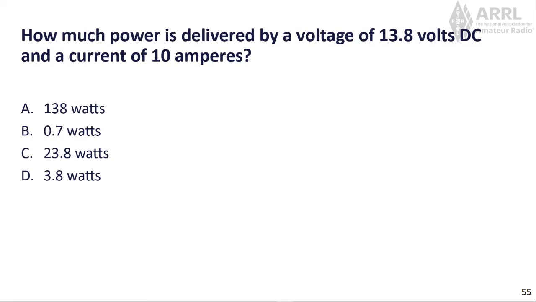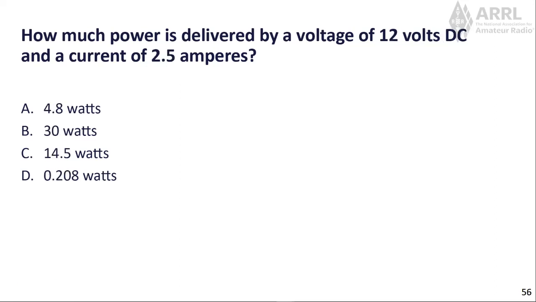How much power is delivered by a voltage of 13.8 volts and a current of 10 amps? So we multiply the voltage by the current and we get 138 watts. How much power is delivered by a voltage of 12 volts DC and a current of 2.5 amps? So voltage times current, 12 times 2.5 is 30 watts. B.